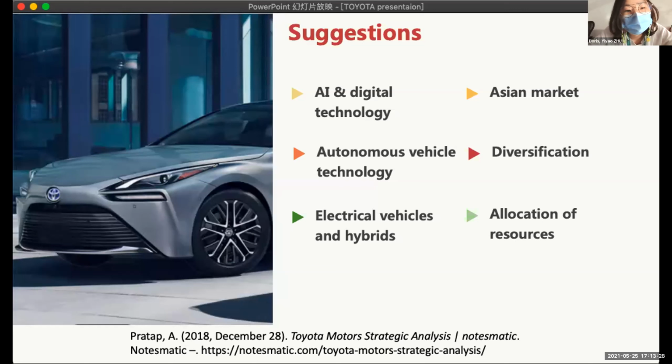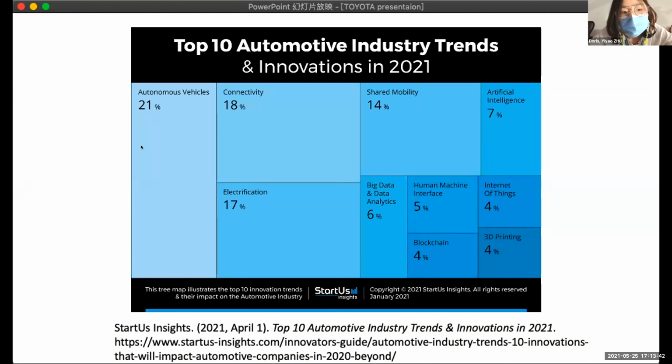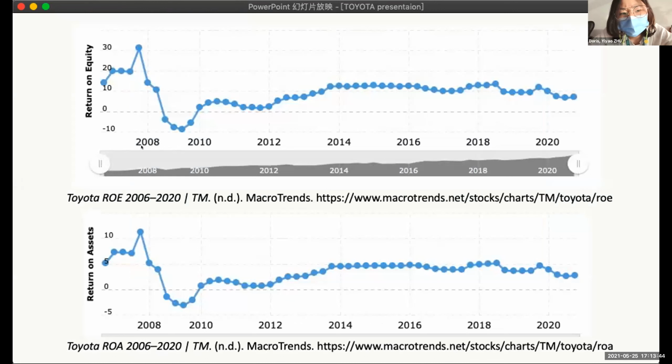AI and digital technology have brought great new opportunities for vehicle brands in terms of marketing and supply chain management, and Toyota can use them to engage its suppliers and customers. And the ROE and ROA of the brand fell compared to last year. This shows somewhat poor allocation of resources. Toyota can make better use of it.